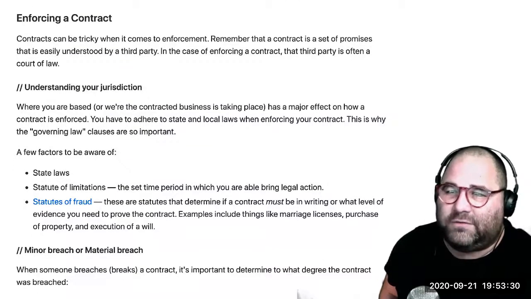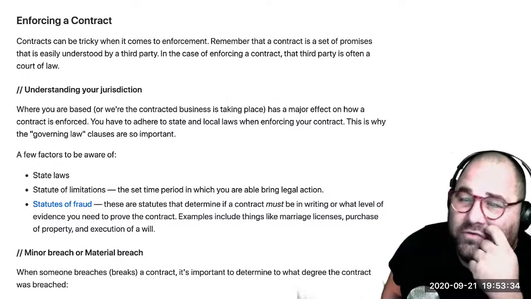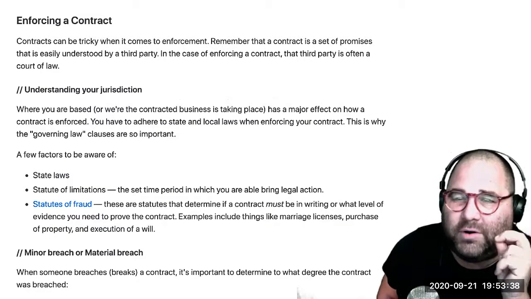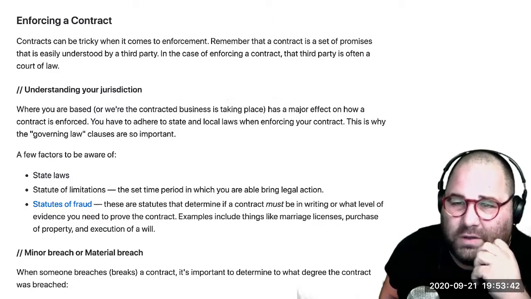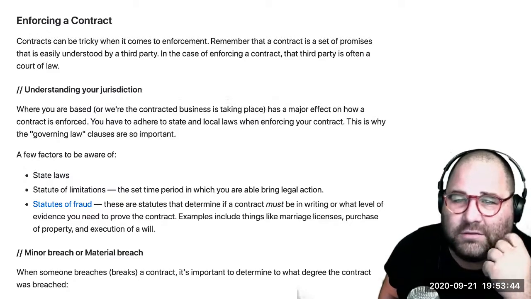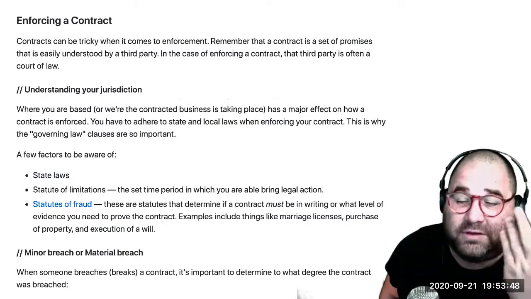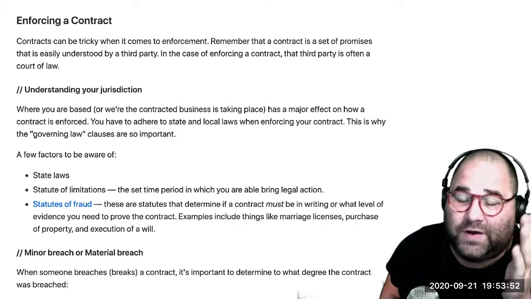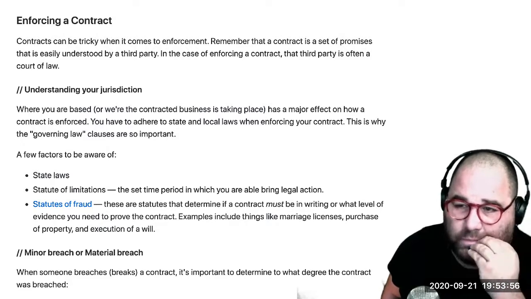So let's talk about enforcing a contract. Here's the thing. Contracts can be tricky when it comes to enforcement. Remember, a contract is a set of promises that is easily understood by a third party. In the case of enforcing a contract, the third party is often a court of law. So there's a few things you need to consider when you're trying to get someone to abide by the set of promises that you both agreed to.